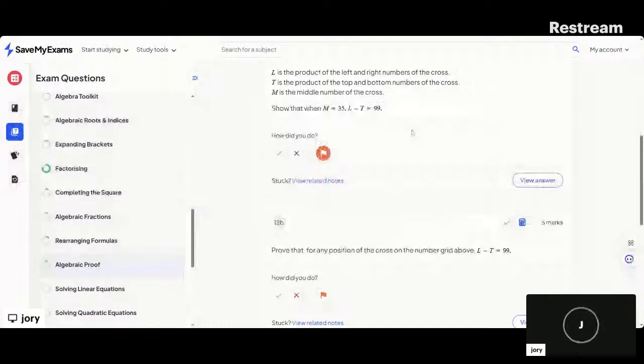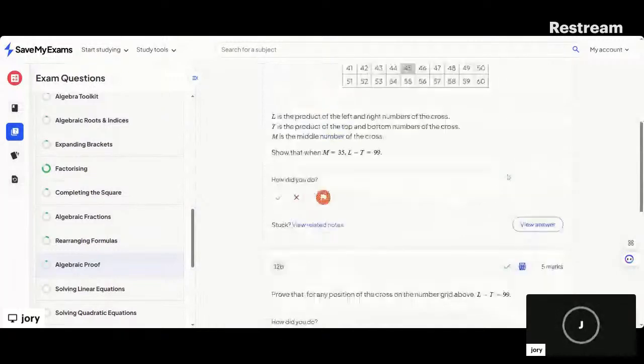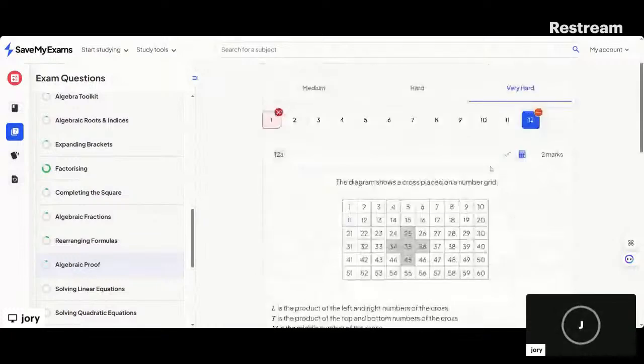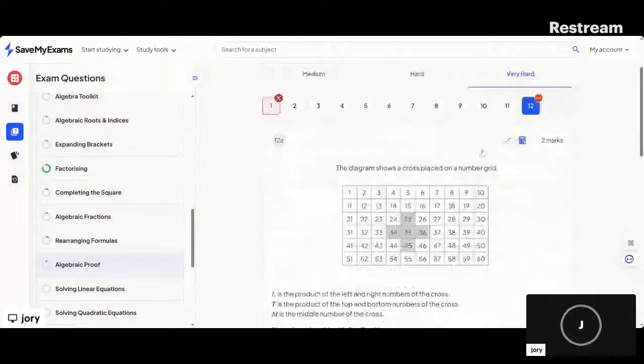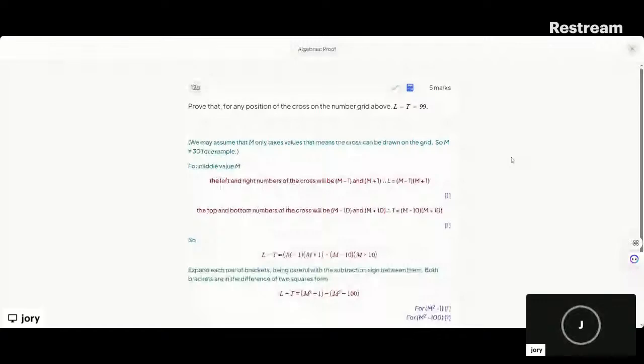No, the product. Prove that for any position of the cross on the number grid above, this will be the answer. They told me there was no proving. Are they lying to me? Oh, smart idea, smart idea.